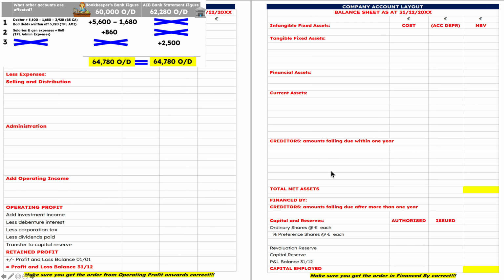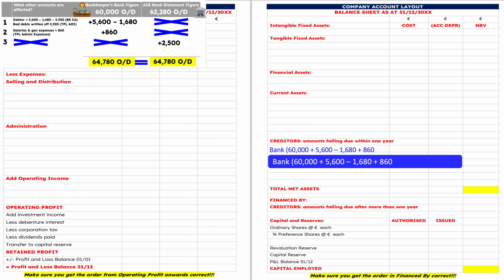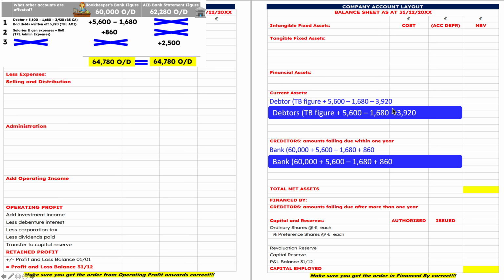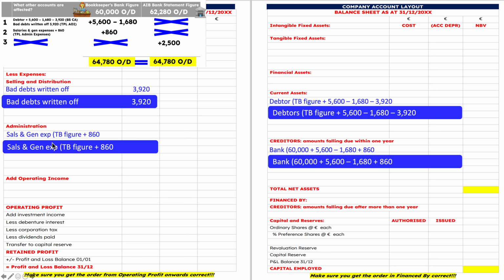Now, how's this going to look in the accounts? So we have in the overdraft in the bank, we have the bank 60,000 plus 56 minus 1680 plus 680, so that's that done. Then we have the debtor plus 56 minus 1680 minus 3920. Then we have bad debts written off, so I'm glad I put it in the right place. It's TPL selling and distribution, that shouldn't say AOI there, so 3920 here. And then salaries and general expenses, we will add to the trial balance figure 860 charge for the bins.